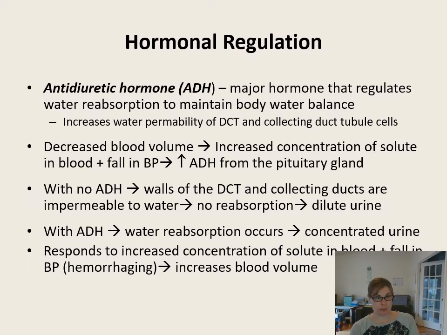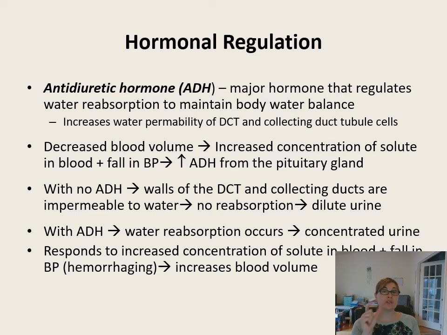So antidiuretic hormone also regulates water reabsorption so that we have the right balance of water in our bloodstream. It increases water permeability of the distal convoluted tubule. Again, the more water that we can absorb, the more concentrated the urine will be. And so if our blood volume decreases, then we'll see a fall in blood pressure, and that's going to cause antidiuretic hormone to be released.